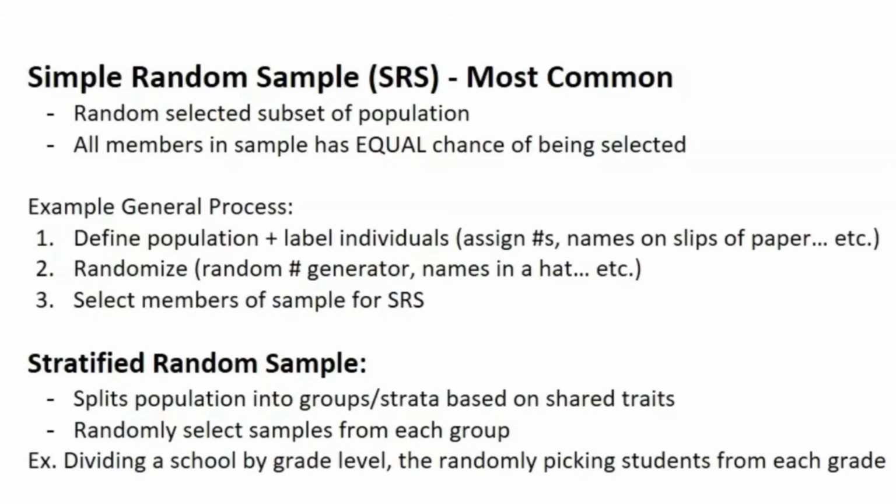And then what you're going to do from there is randomly select samples from each group. So if I had 10 PrepWorks subscribers and 10 PrepWorks not subscribers, I'd randomly select, say, 2 people from each group, where everyone in that group has equal chance of being selected. Here's another example. You divide a school by grade level and then randomly pick students from each grade.